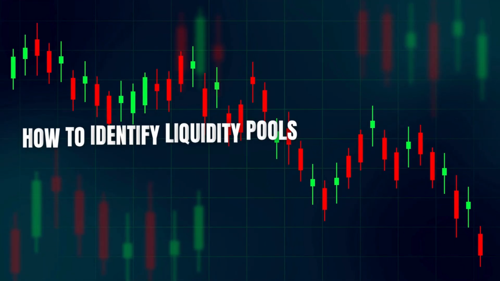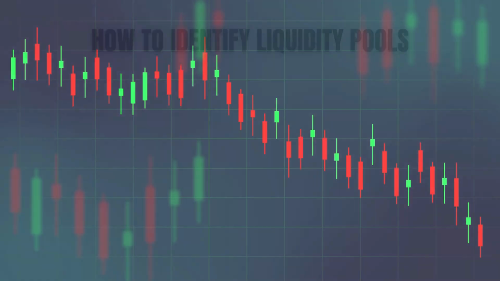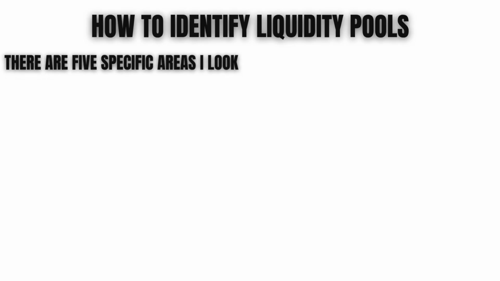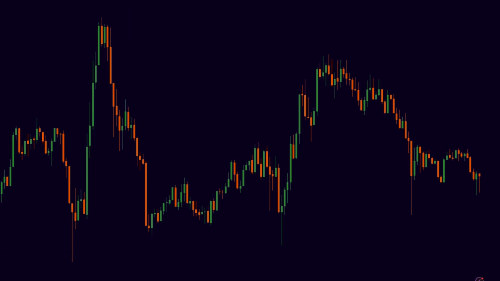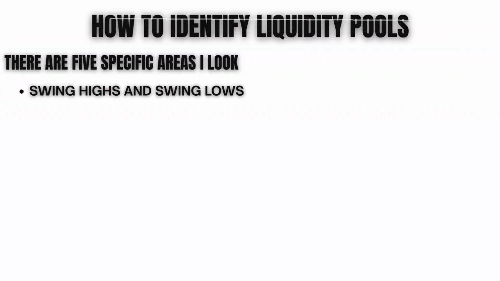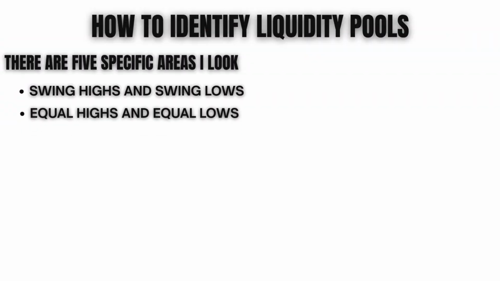Let me show you how to identify liquidity pools on your own chart. There are 5 specific areas I look at every single time. 1. Swing highs and swing lows. Any significant high or low that is clearly visible on the chart has stop losses sitting just beyond it. Mark them. 2. Equal highs and equal lows.